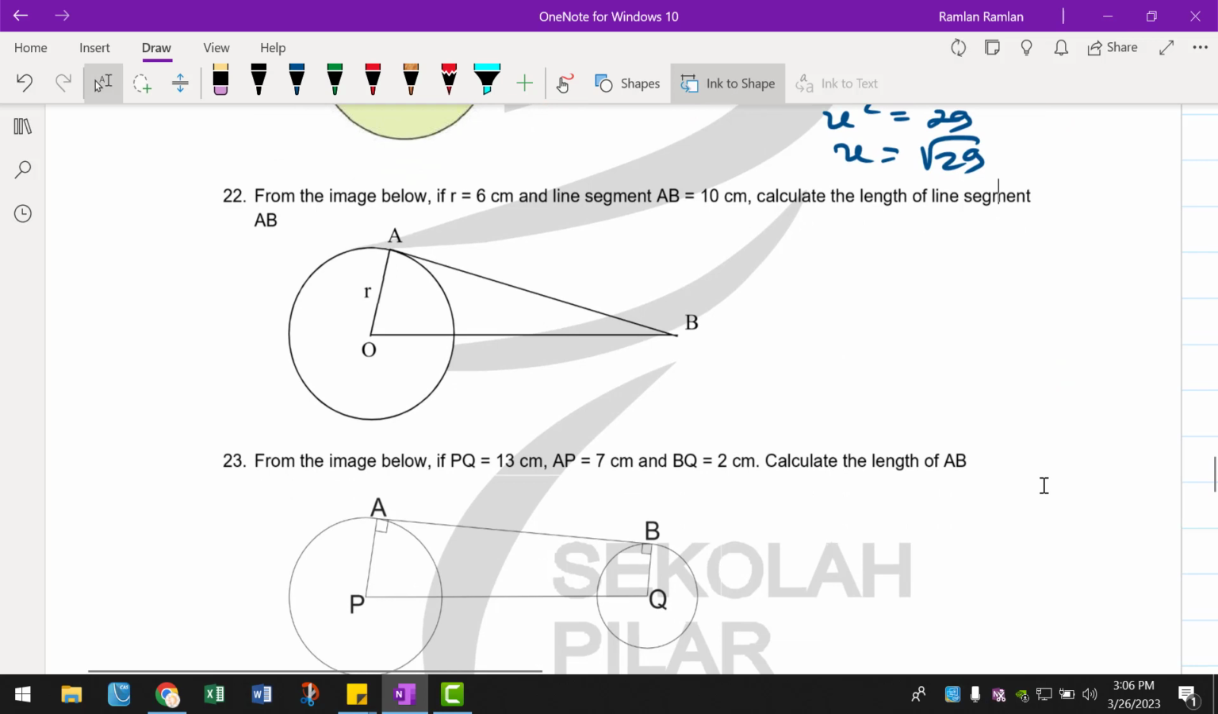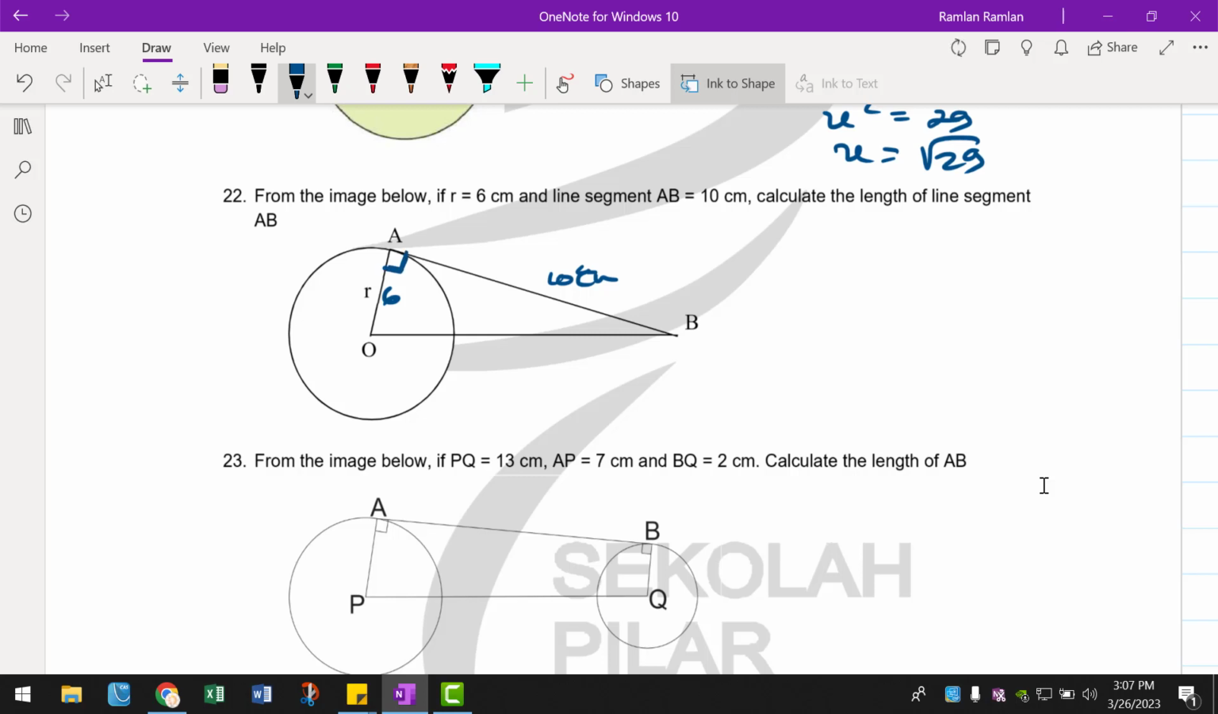From the image below, if r equals 6 centimeter, this is 6 centimeter, right? And the line segment AB is 10 centimeter. Calculate the line segment OB. Okay, I forgot to mention that this AB line is actually a tangent of a circle. So if it's a tangent, then it will always make a 90-degree angle over here.